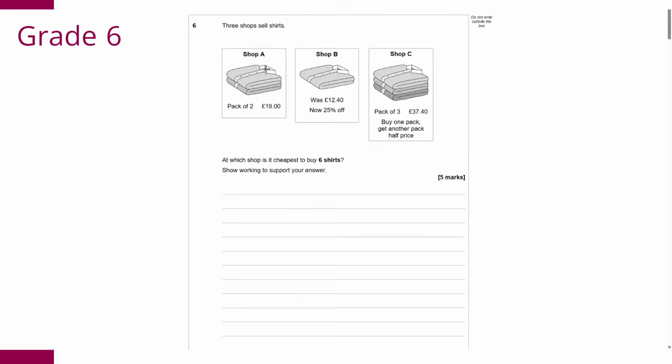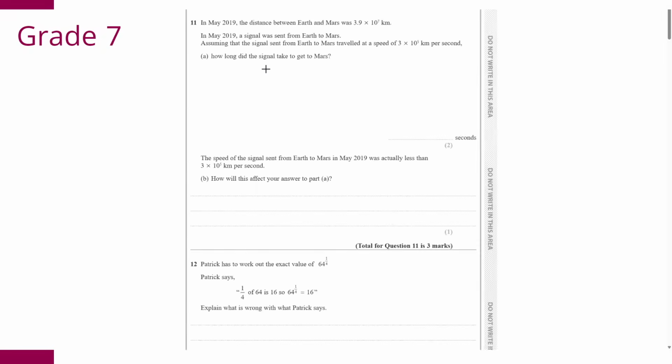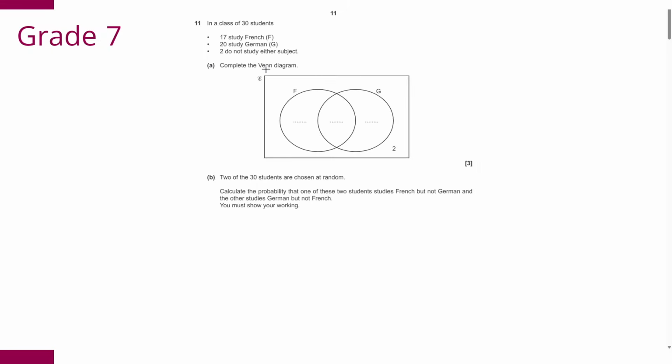Right, let's try and find a grade 6. Oh, so we do Venn diagram. We haven't done Venn diagram. That's grade 5, but we'll cope. In a class of 30 students, 17 study French, 20 study German, 2 do not study the subject. Right, I'm going to do the wrong thing. You tell me why it's wrong. Go. Why is that wrong? 17 study French. Sweet.